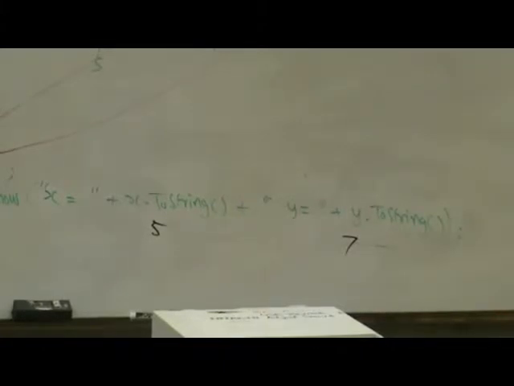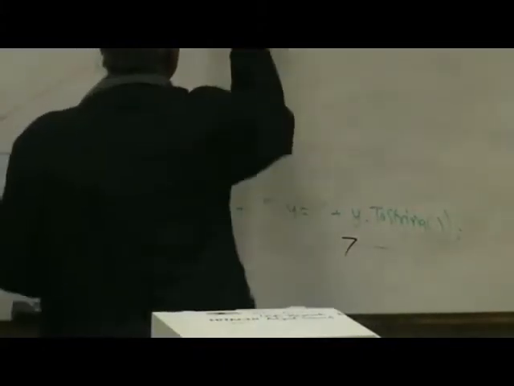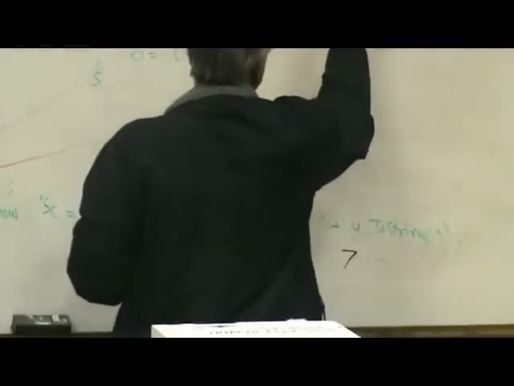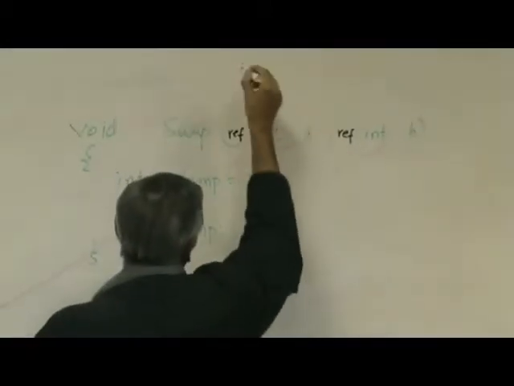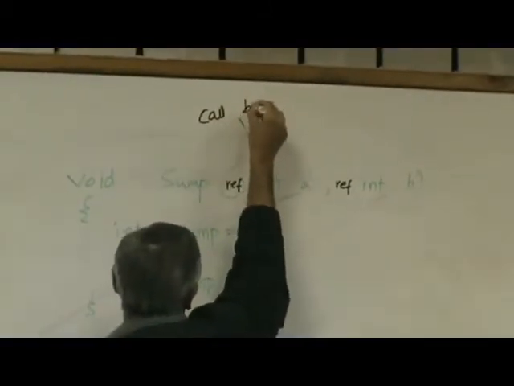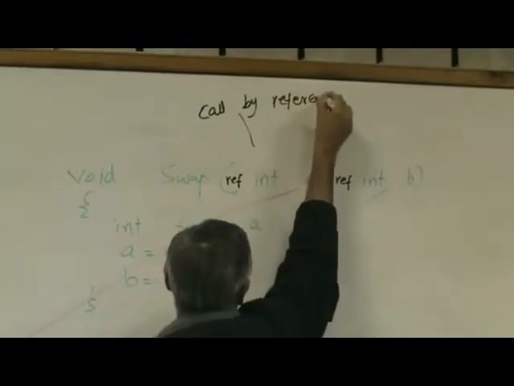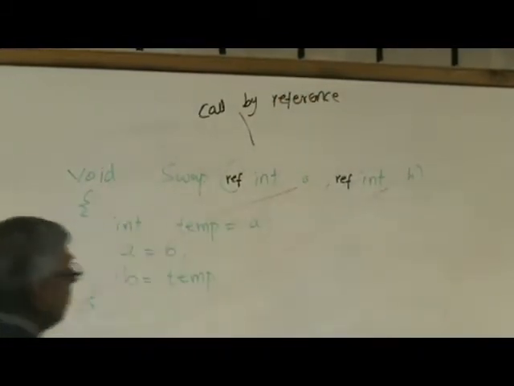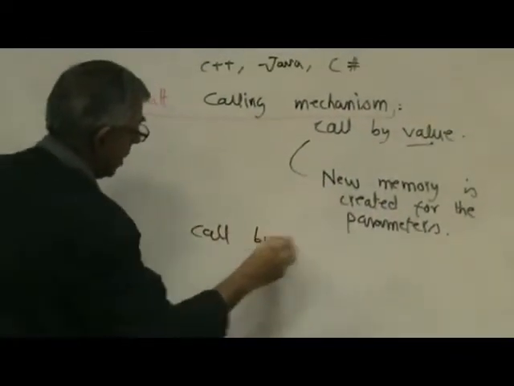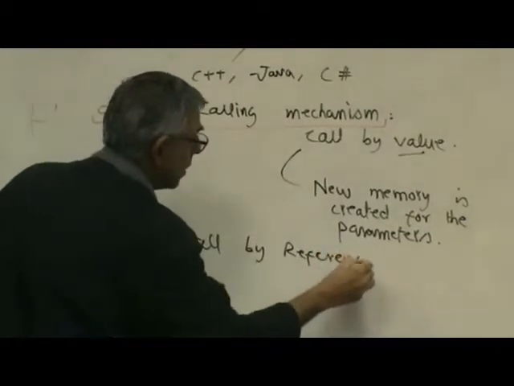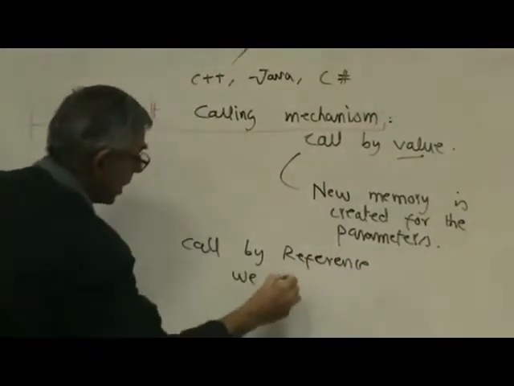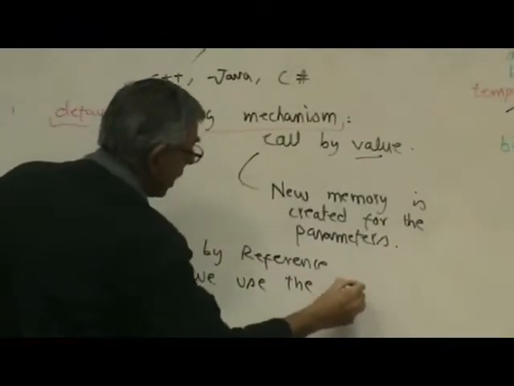This is what it will produce, but the purpose of this method was to really exchange the data. So in C#, just like in C++ where we use the ampersand to indicate call by reference, there's a keyword called ref. If you add this ref keyword, that means we are trying to call these parameters by reference. What's the difference between call by value and call by reference? In call by reference, we use the same memory.